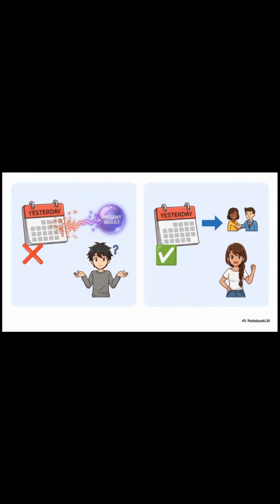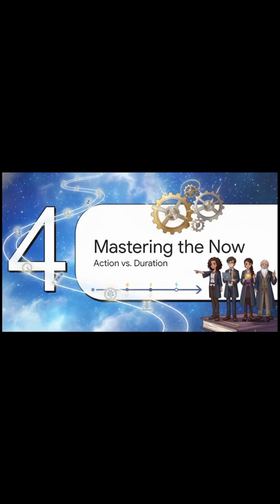So here's a huge, critical rule to remember. Since the present perfect is all about present relevance, you absolutely cannot use it with finished time words like yesterday or last week. The moment you say yesterday, you're pinning the action firmly in the past. So you have to use the simple past tense. I saw him yesterday.